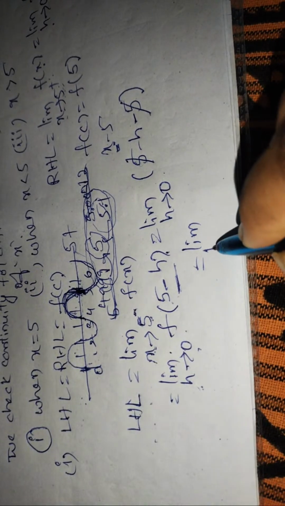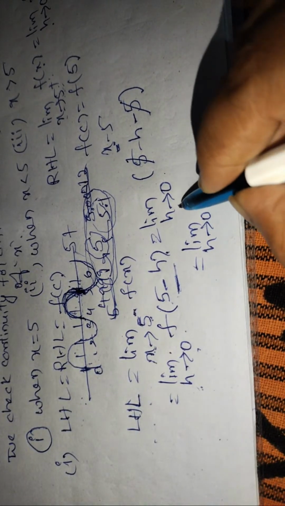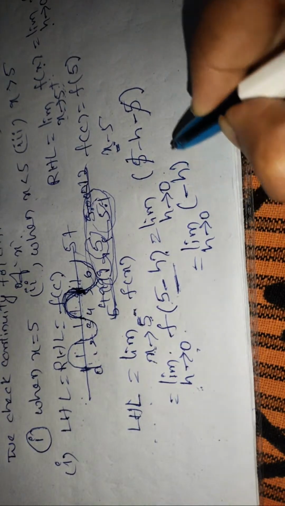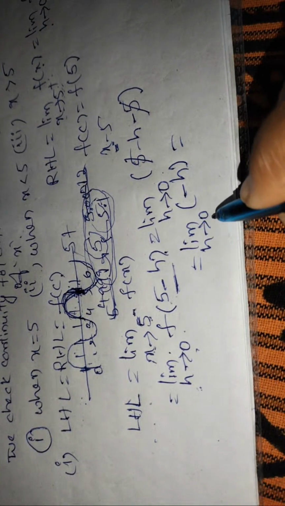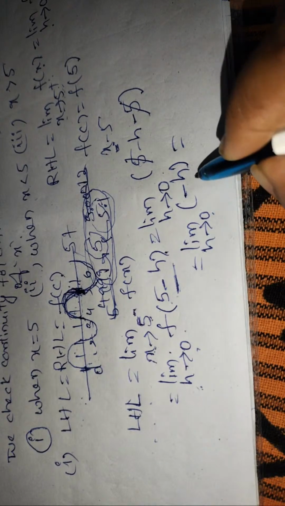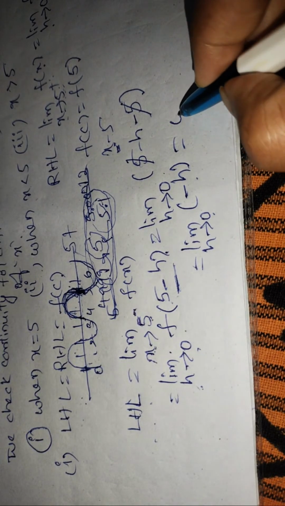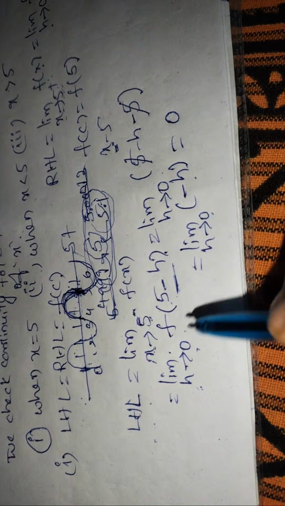Limit h tends to 0. What is the remaining? Minus h. Now finally, write this 0 value in this h place. Then we get 0. So LHL is 0. Now go for the RHL. What is the RHL value? We will check.